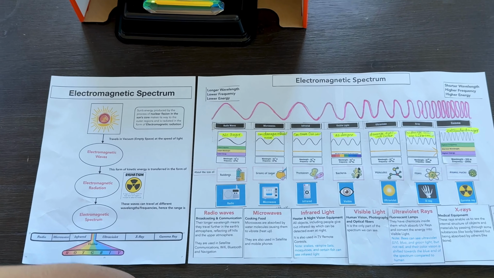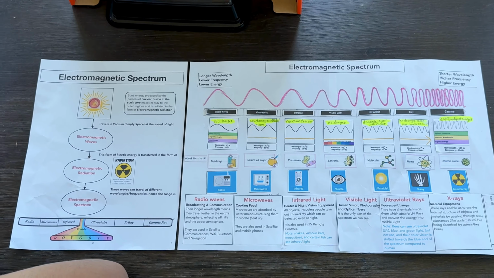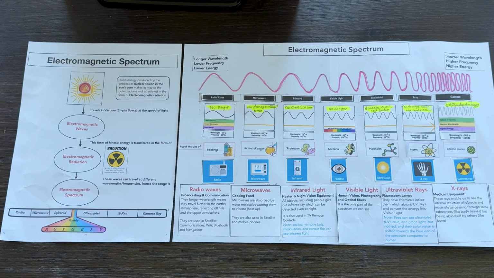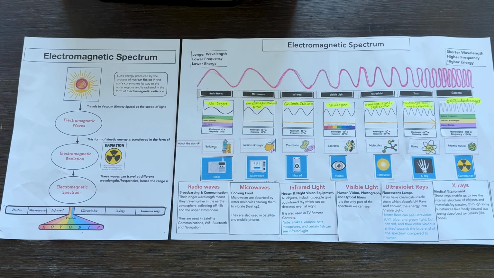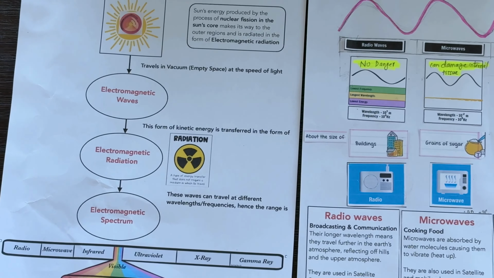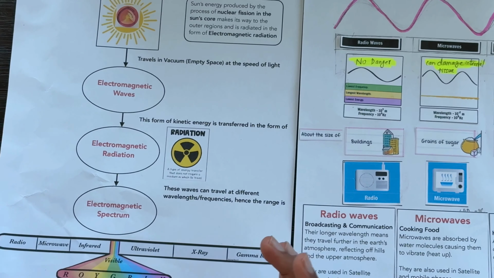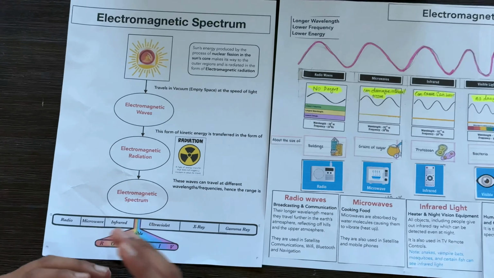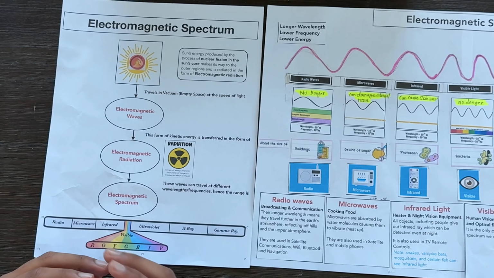In this video, we're going to be talking about the electromagnetic spectrum. The sun produces these waves through the process of nuclear fission inside of its core. From there, it makes its way towards its outermost region, and from there, it radiates through a vacuum, which is space, and enters into our Earth. This comes in the form of electromagnetic radiation. These electromagnetic waves move through that vacuum and eventually go into our atmosphere.